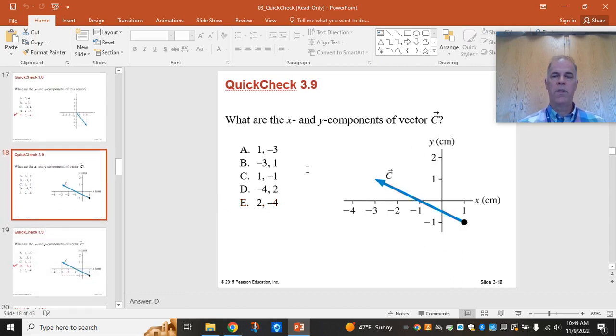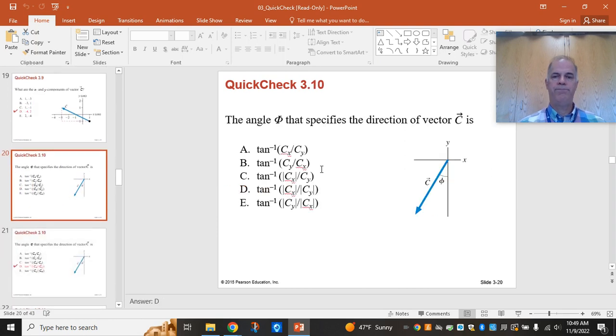Question 9. All right, so this time it's a little bit different because the vector is not starting at the origin, so that makes it slightly more complicated. But they're talking about the X and Y components in reference to the vector itself. Okay, and here's the answer in 3, 2, 1. That's it.